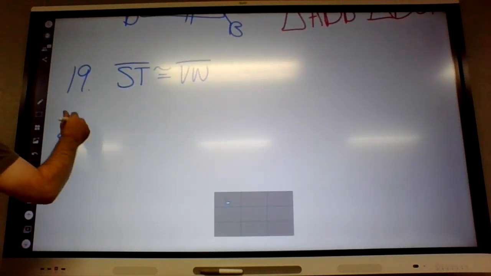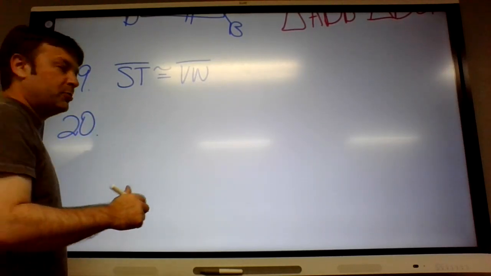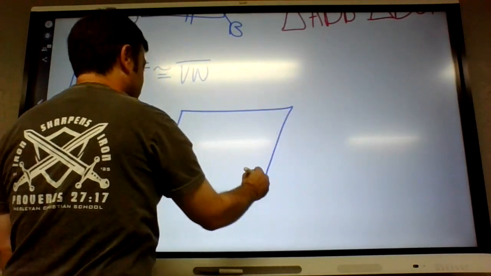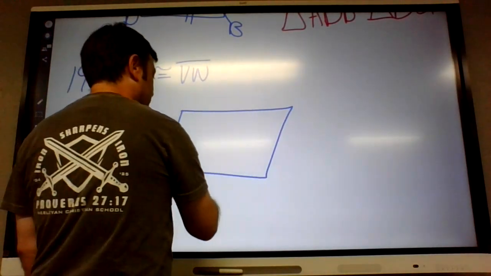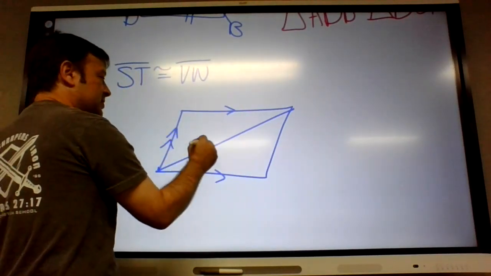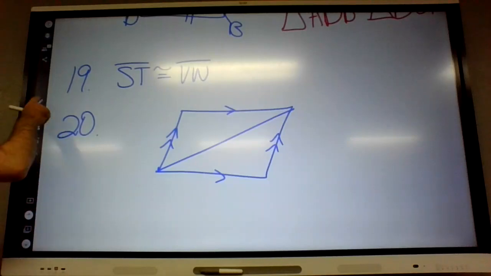Okay, I'm gonna help you guys a little bit on 20, not all the way to the end, but on 20 they don't mark anything congruent, but they do say in the directions that the lines are parallel. These lines are parallel, and these lines are parallel. So what do we know if the lines are parallel?